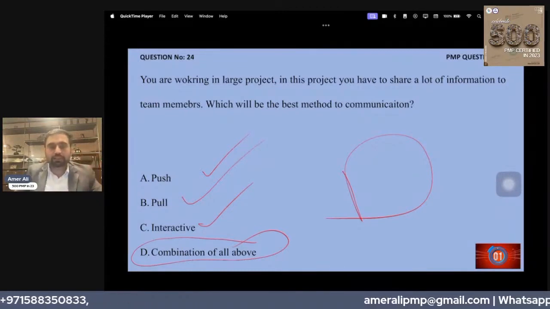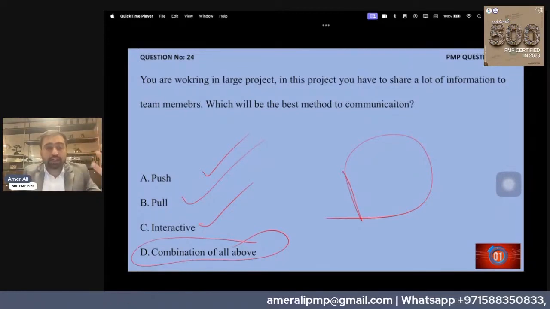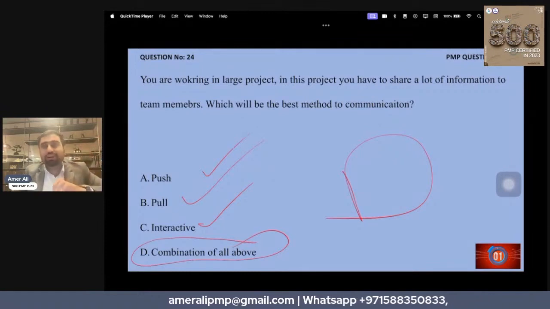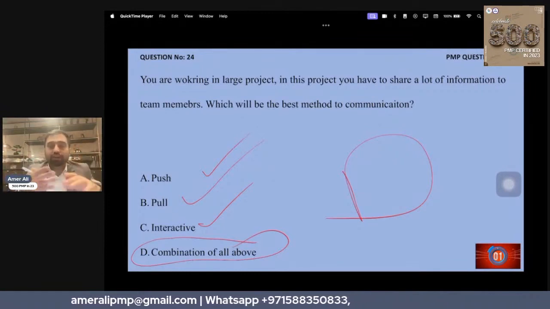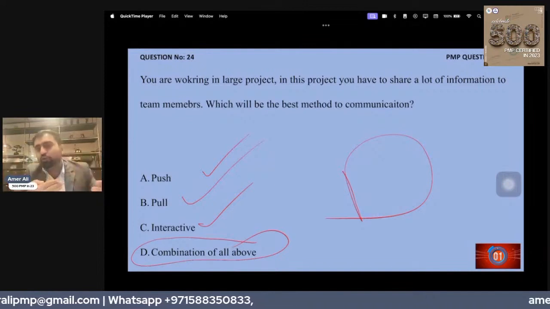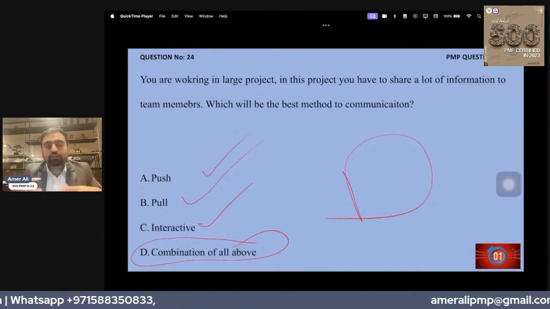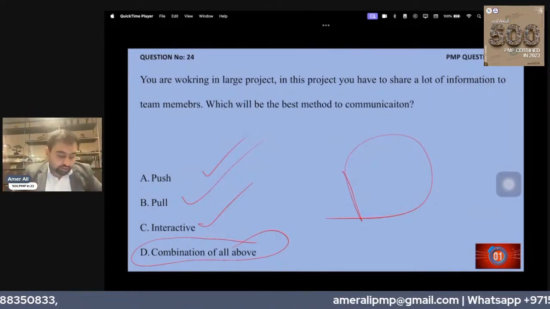You see, in a large project, you set notice boards. That's a push communication. You give a dashboard where people can have a look into that. That's a pull communication. You have a one-to-one conversation. That's interactive. So a combination of all are used. So D is the right answer here, please.